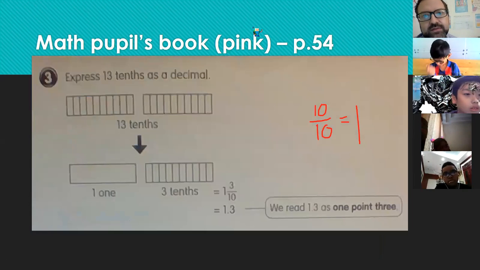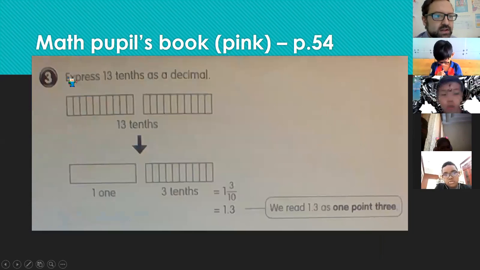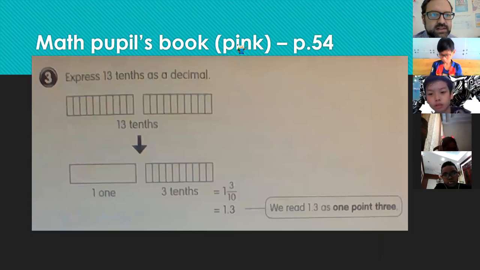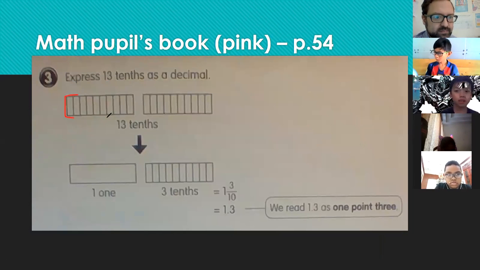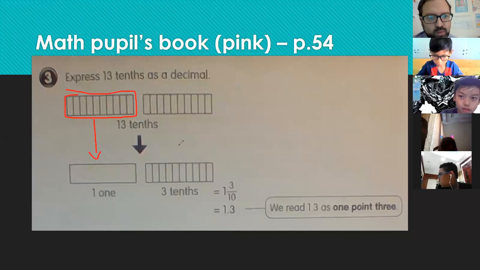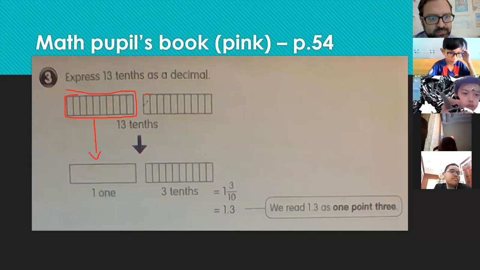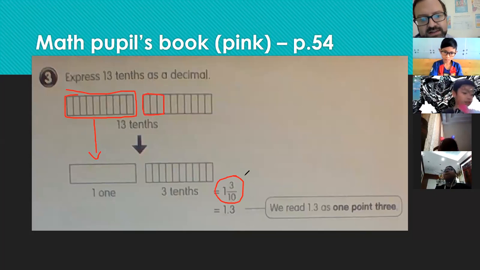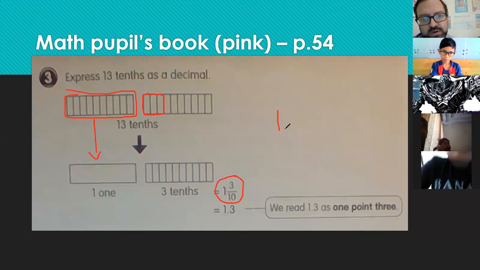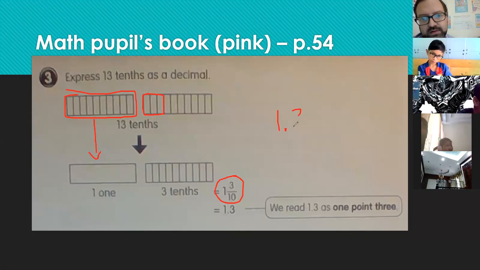All right, so now we have: express 13/10 as a decimal, okay? If I know that 10/10 equals 1, that means I have one whole and then I have three extras. So I have one whole and 3/10 extra. This is 1 3/10. And we can also write that as 1.3.